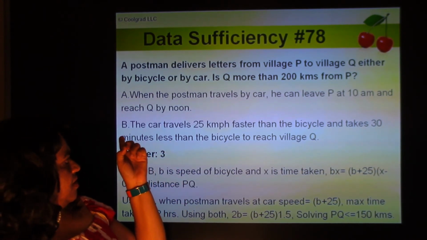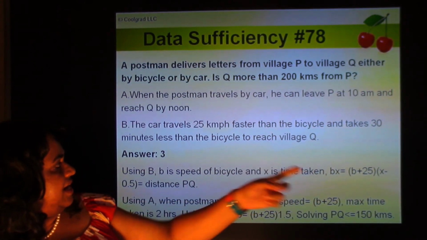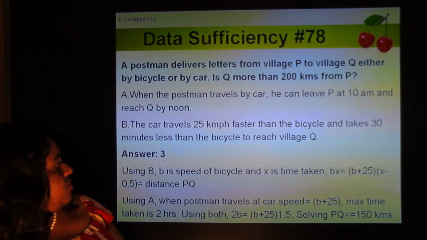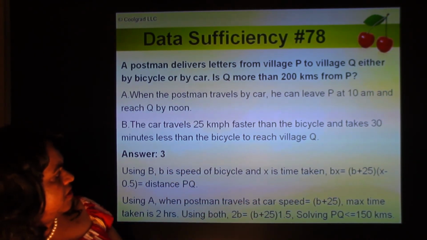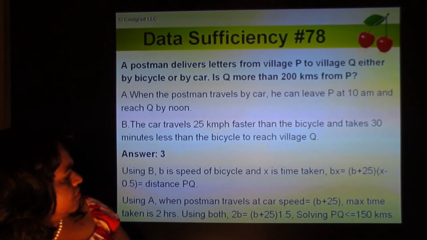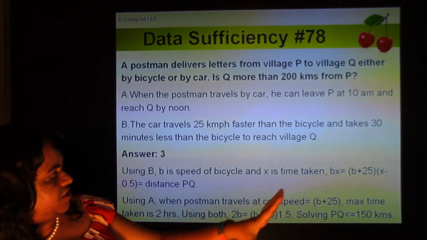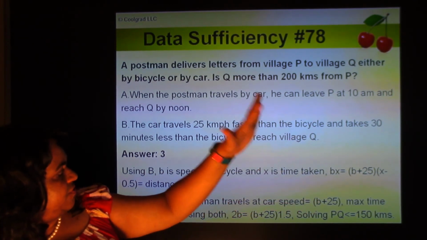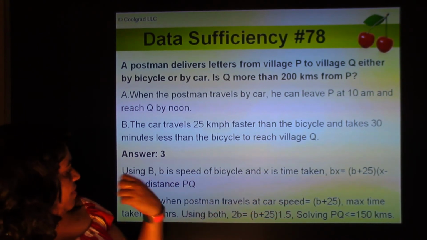Statement B. The car travels 25 kilometers per hour faster than the bicycle and takes 30 minutes less than the bicycle to reach village Q. So using statement B alone, let B be the speed of the bicycle and x the time taken. Bx is the distance to Q. The car goes 25 kilometers per hour more, so B plus 25, and takes 30 minutes less, x minus 0.5.